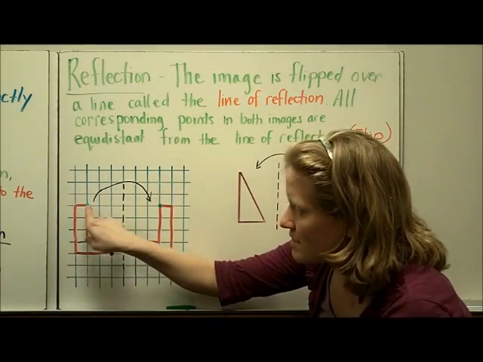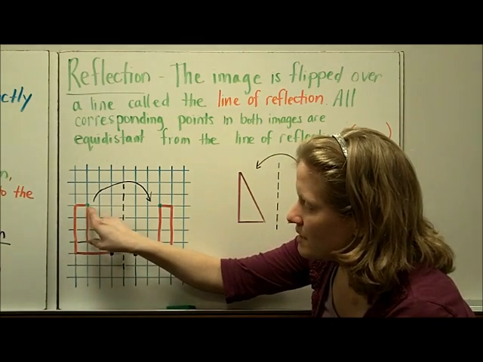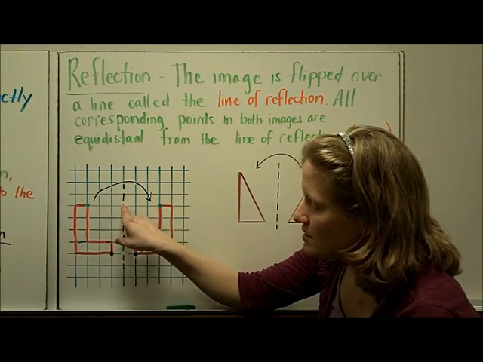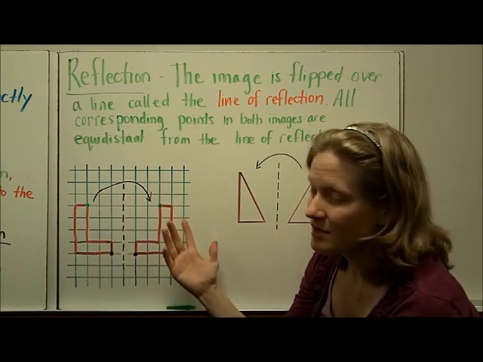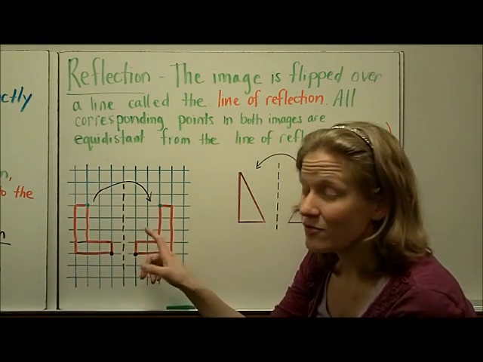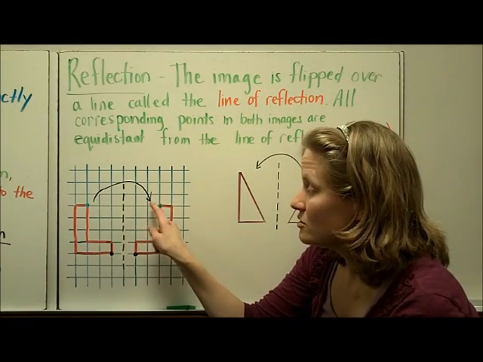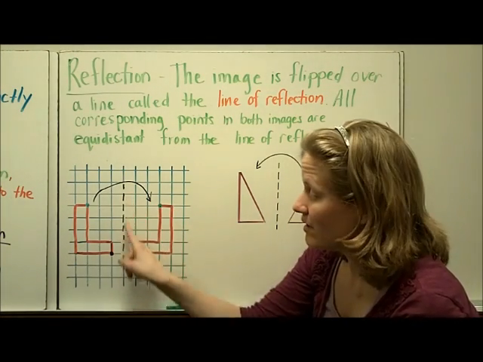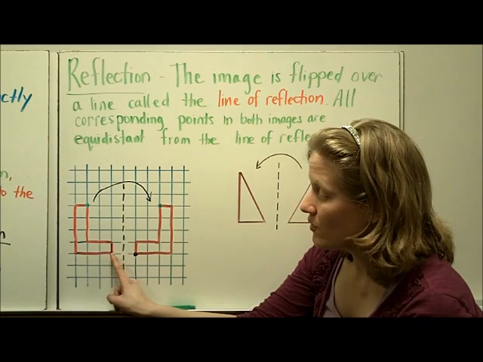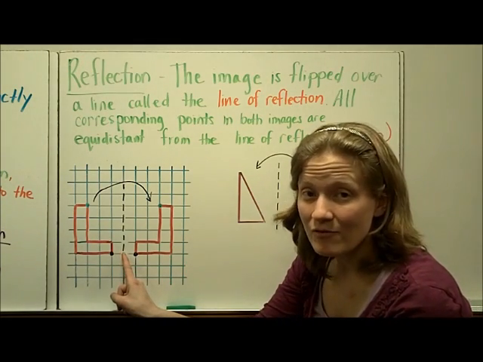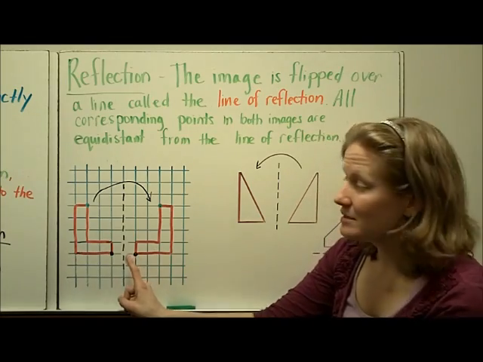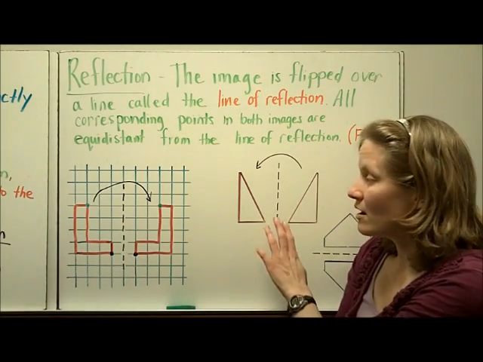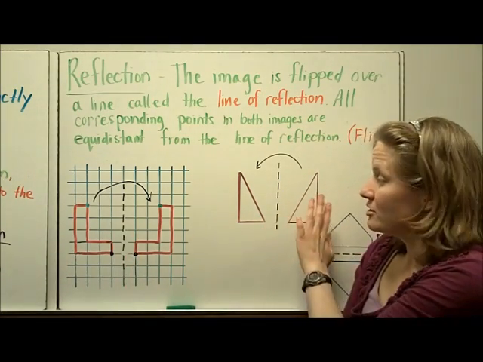So this green dot, the top corner, is 1, 2, 3 steps away from the line of reflection. Well, when it lands over here, it's going to be the same amount away from the line of reflection. So we see that it's 1, 2, 3 steps away from the line of reflection. This bottom point is 1 step away from the line of reflection on this side, and 1 step away on the opposite side. So here are 2 other examples of reflection.